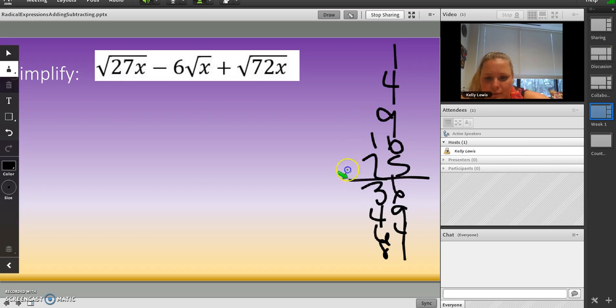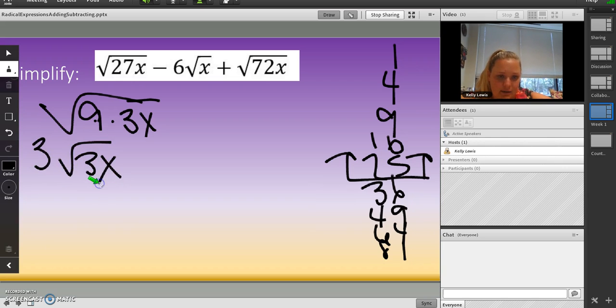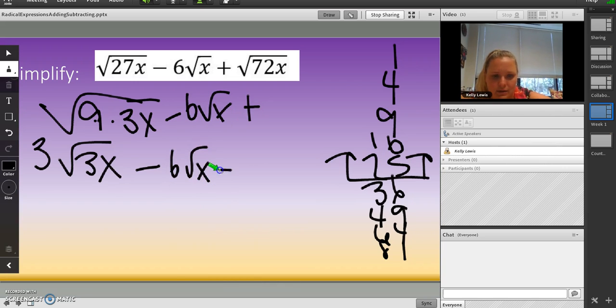Okay, 27 happens right here. So I'm going to do 27 divided by 25, doesn't work. 27 divided by 16 doesn't work. 27 is 9 times 3. The square root of 9 is 3, so I have a 3 outside and the square root of 3x. Minus, that's 6 square root of x, nothing happens.